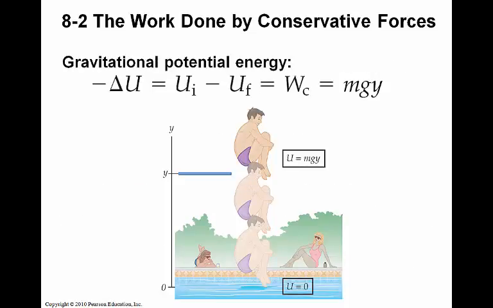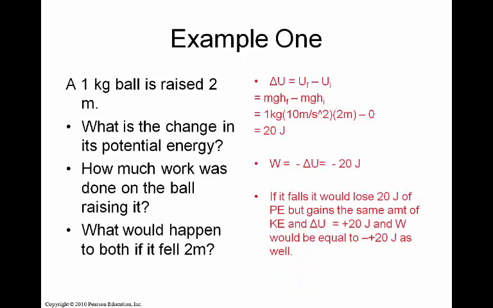Gravitational potential energy is really easy to calculate. It is the gravitational force, the weight, times the height at that location, mgh. The change in potential energy is going to be final minus initial, and the negative change is the opposite of that, initial minus final. So, we take a 1 kilogram ball and we raise it 2 meters. What is its change in potential energy, and how much work was done on the ball raising it? And then what would happen if it fell 2 meters?